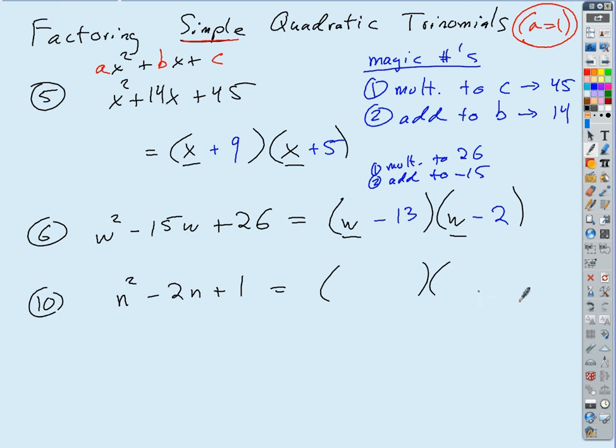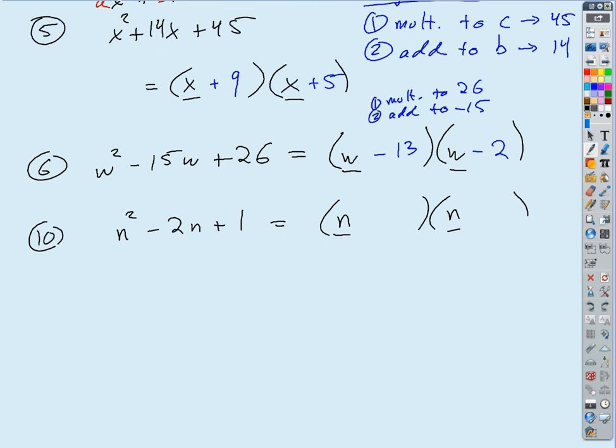What about this guy down here? So if it factors, I'm going to have to have n's there because I have an n squared for my first term. What do the magic numbers have to multiply to? 1 and add to, okay, so they're multiplying to a positive and adding to a negative, so they must both be negative. And what numbers multiply to 1 and add to 2? 1 and 1. Okay, so there it is. That's good, but that's not totally correct.